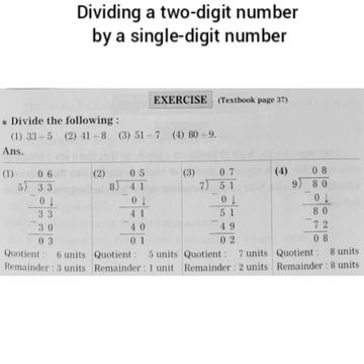It makes 80. 9 eights are 72. 80 minus 72. Here 8 will remain. The quotient is 8 units and remainder is also 8 units.